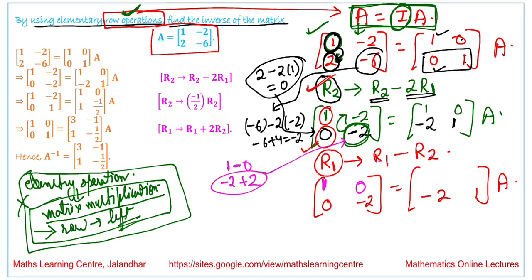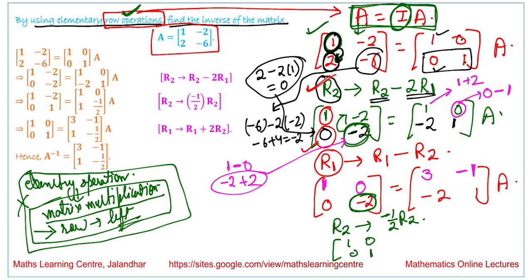Similarly over here it is row 1 minus row 2. So the first element will be 1 plus 2, that is equal to 3. The next element will be 0 minus 1, so the element we obtain is minus 1. Now we have to convert this minus 2 to 1, so we do row 2 approaches minus 1 by 2 times row 2. So it becomes 1 0 0 1, and this becomes 3 minus 1.